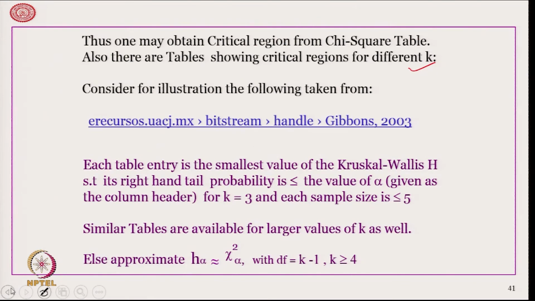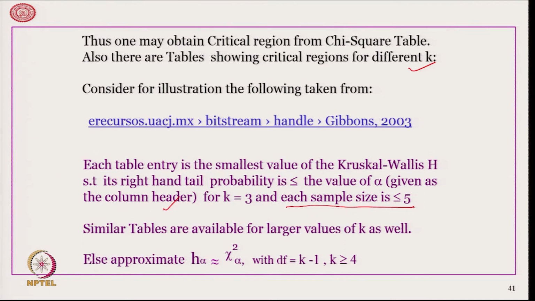Now, let us go back here. Each table entry is the smallest value of the Kruskal-Wallis H such that its right hand tail probability is less than or equal to the value of alpha given as the column header, for k equal to 3 and each sample size less than or equal to 5.